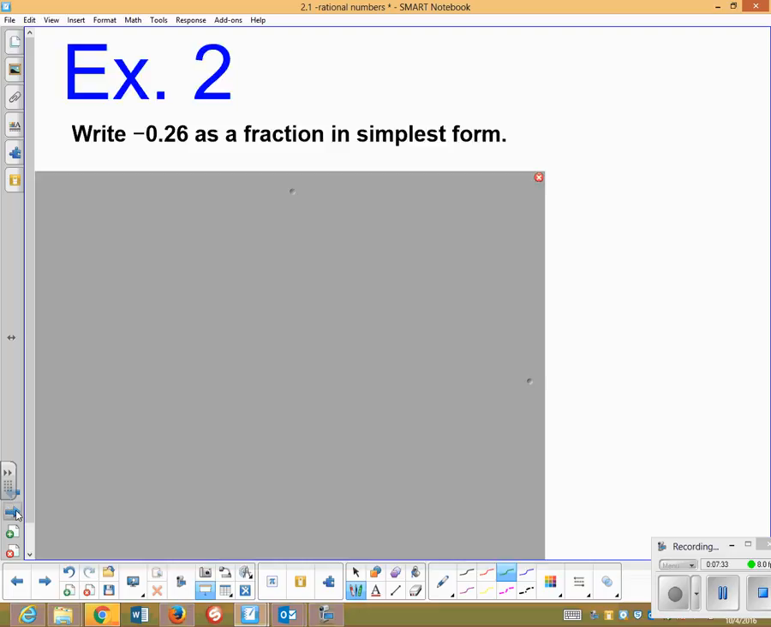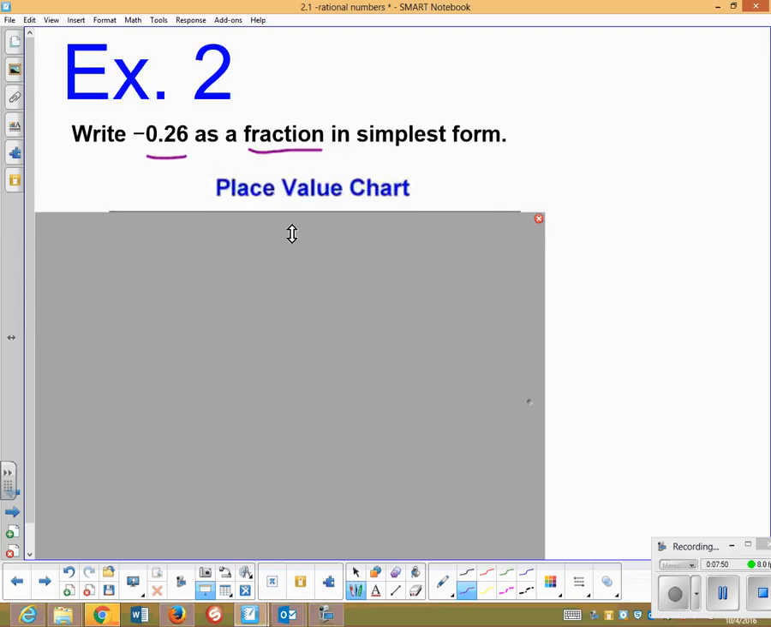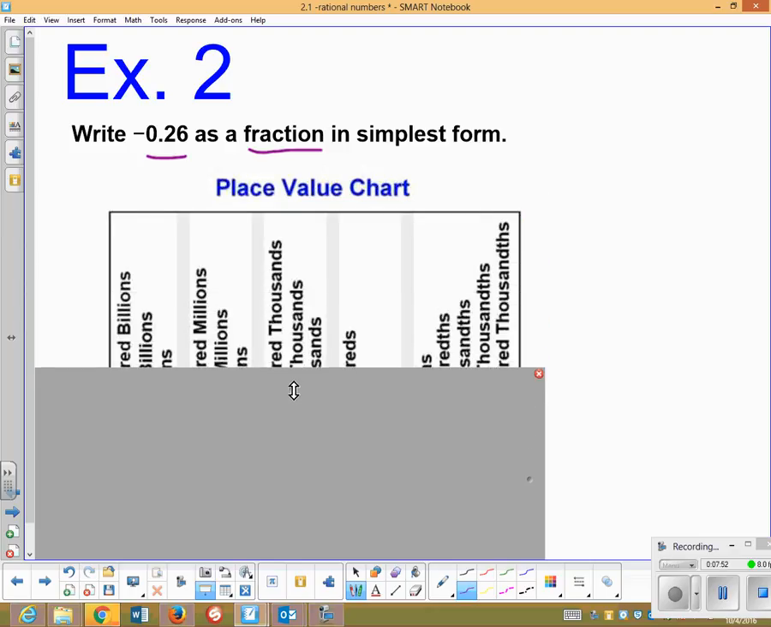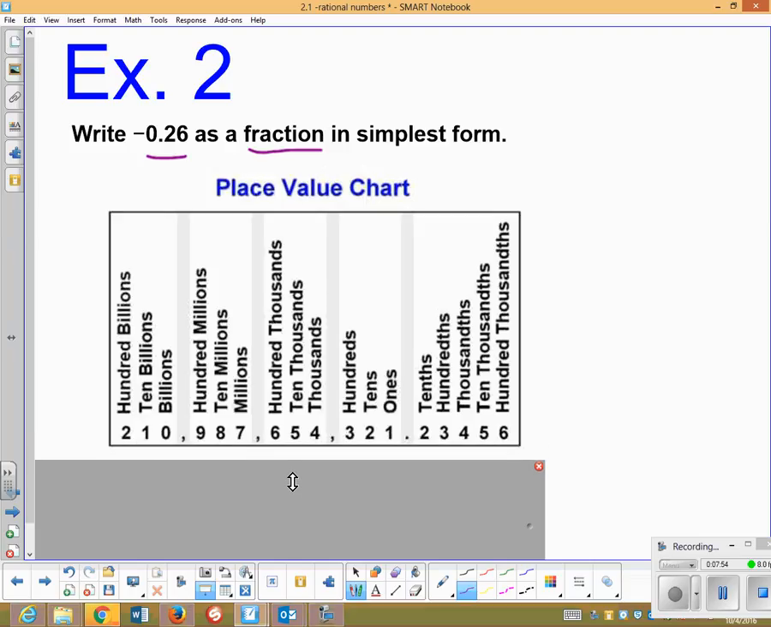All right, example 2. In example 2, instead of taking our fraction to decimals, we're going to take our decimal and change it into a fraction. But we have to put it in simplest form, which basically means we have to make it the smallest fraction we can make it. Now, you would need to know your place value. So I have here a chart, which I will talk about tomorrow in class also, that tells you the place value of our decimal. So if you look at 0.26, 0.26 lands right here.